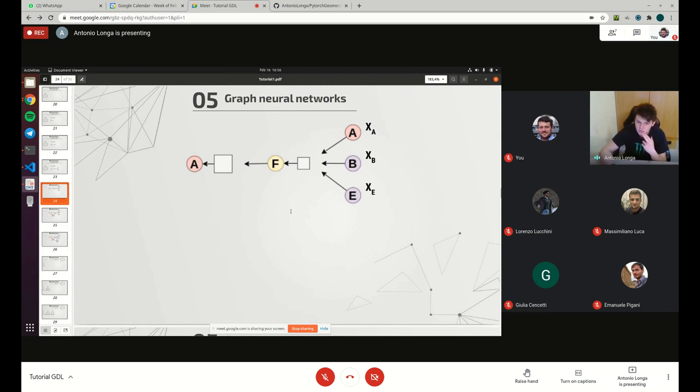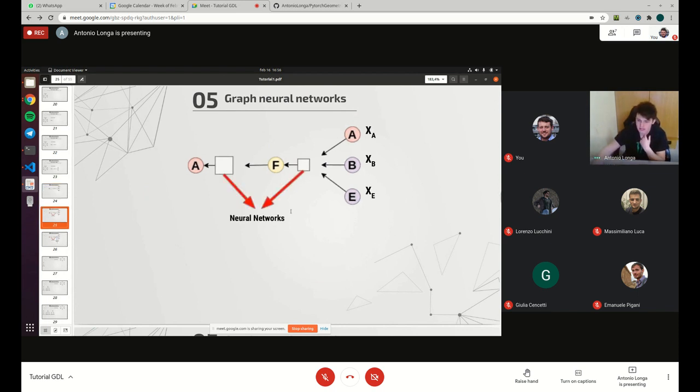But note that we have the depth of the computation graph, and then we have the depth of the network. This neural network can be as deep as I want. In these terms, we have different depths.